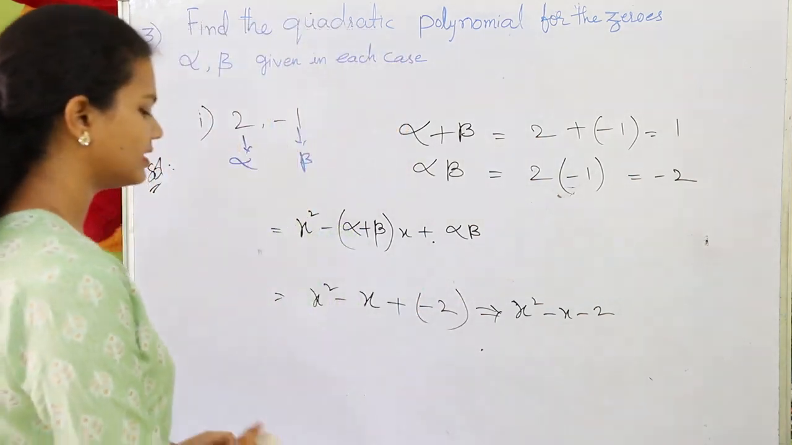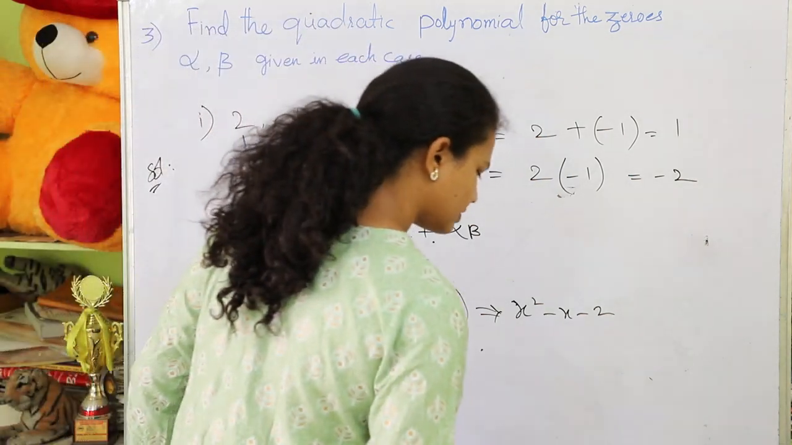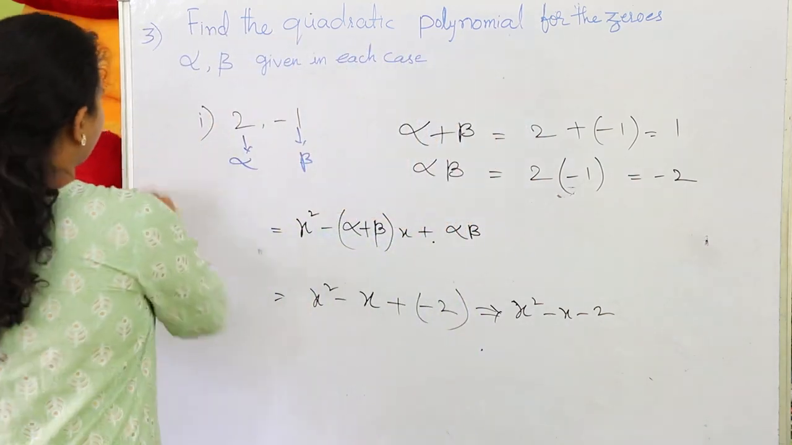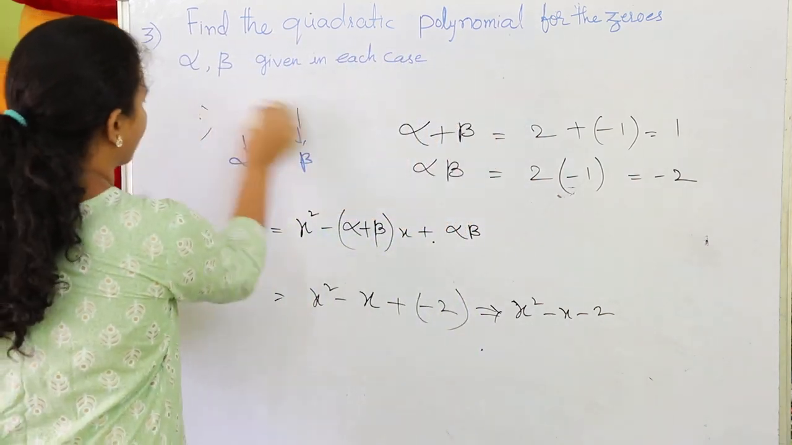Now let me go for the next one, the second one. What is the second question? Sorry, one minute. Second root 3. Okay, let it be.